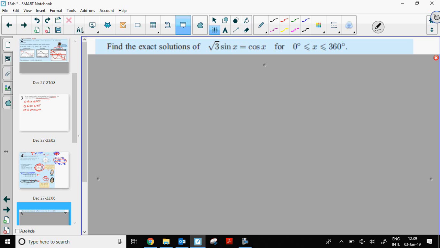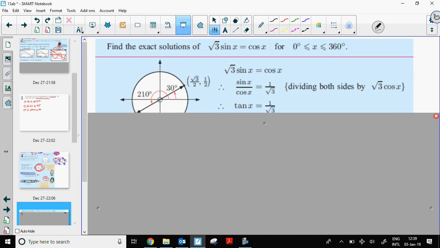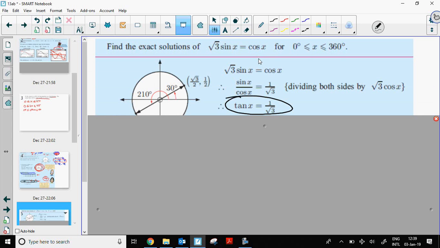Okay, what if we have more than one trig function? Oh my gosh, what shall we do? So we need to start thinking about our identities. Okay, we've seen a few identities before. And I think the easiest one to deal with here is to note that if we divide both sides by cosine, then we're going to have root 3 times tangent of x should be equal to 1, and that actually becomes pretty convenient because then we can divide by the root 3, and then we've got this and this.